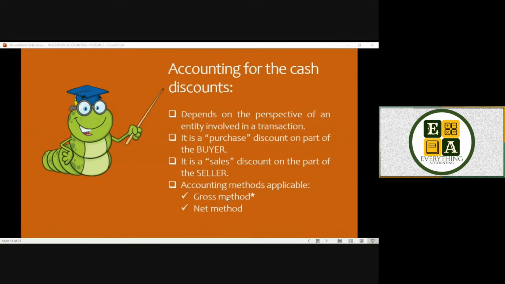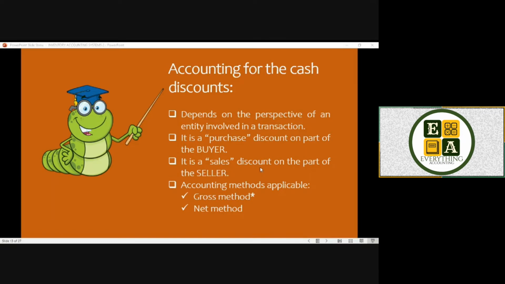Next naman is for accounting for cash discount. Accounting for cash discount is somewhat related dun sa inventory system. Yun nga lang, meron tayong a different focus dito. Okay, may different method naman na ginagamit for cash discount. So, accounting for cash discount depends on the perspective kung sino yung magre-record ng cash discount. Yung cash discount depende sa perspective ni buyer or sa perspective ni seller. Sa perspective ni seller, sales discount siya.